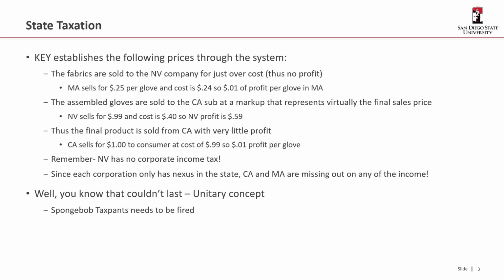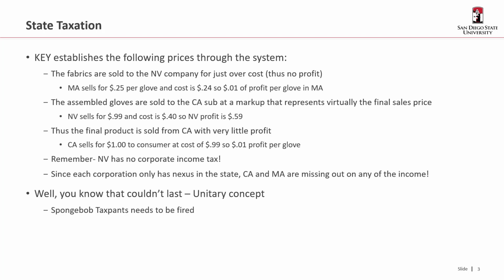Now that SpongeBob has designed this corporate structure, he's going to adjust the way things are sold from sub 1 to sub 2 and sub 2 to sub 3. These are intercompany transfers, so they can set the price wherever they want. They decide that the fabrics are going to be sold from the Massachusetts sub to the Nevada sub for just over what they cost to make. Let's say the cost is normally 24 cents. They're going to sell them to Nevada for 25 cents. Therefore, they're only going to make a penny a unit.